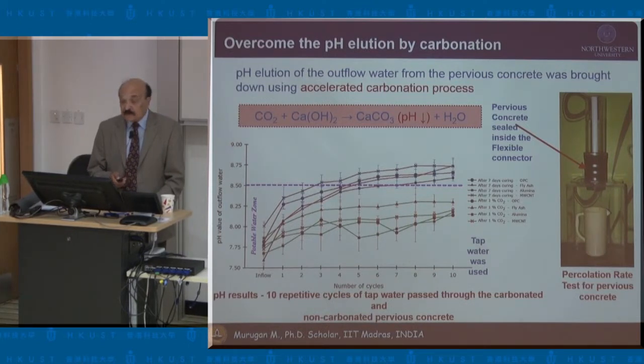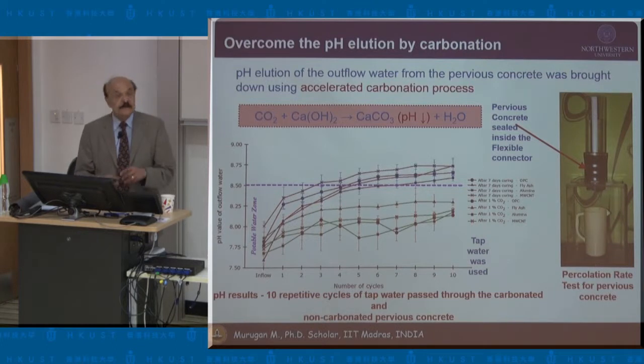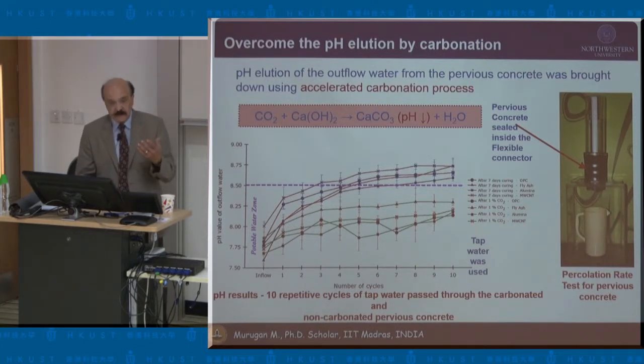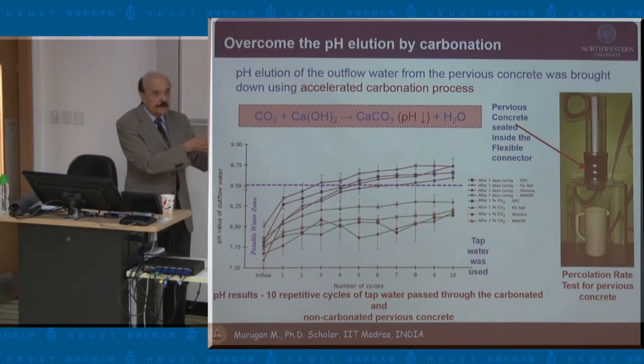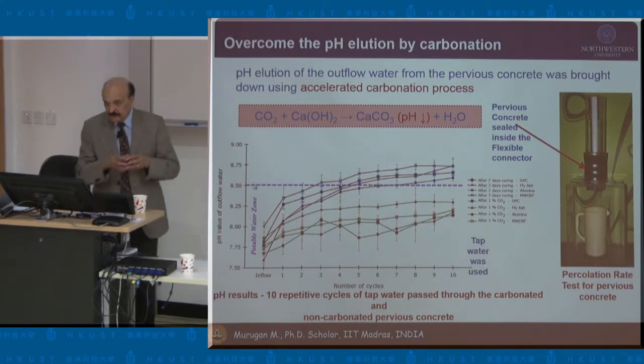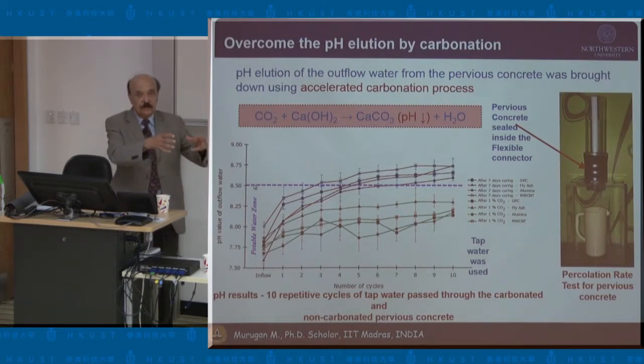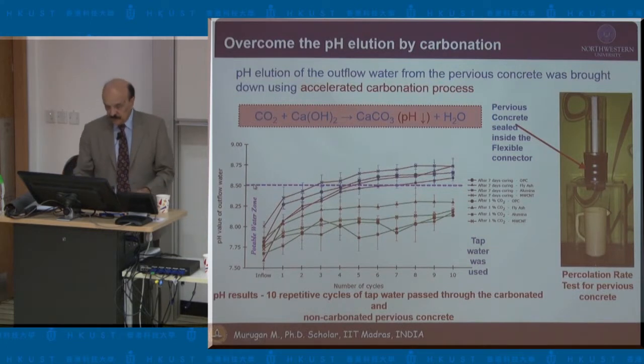So what is the second step for using filtration? Accelerated carbonation of the sample. So then the pH also went down. This is the pH acceptable for drinking water. Have the pervious concrete, accelerate the carbonation, then you can use it.